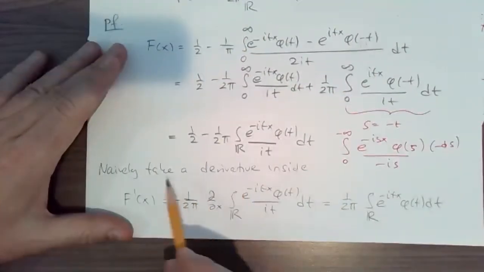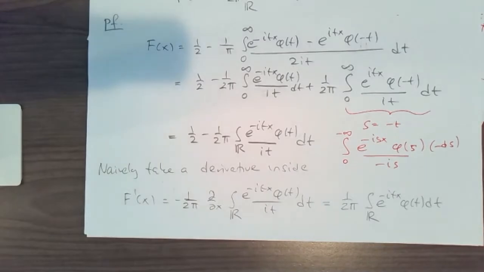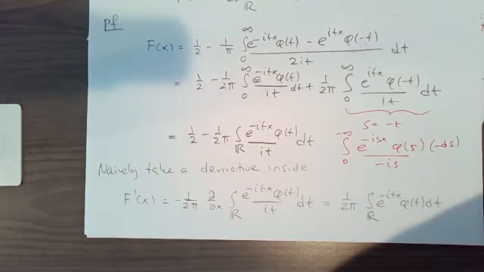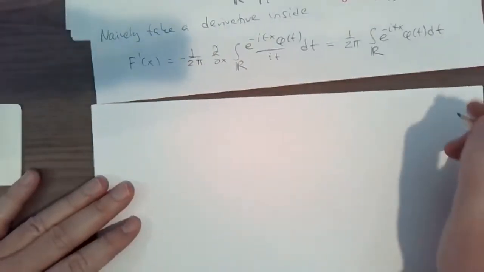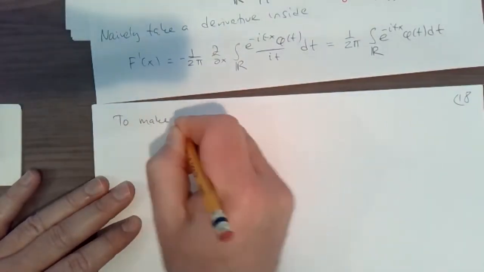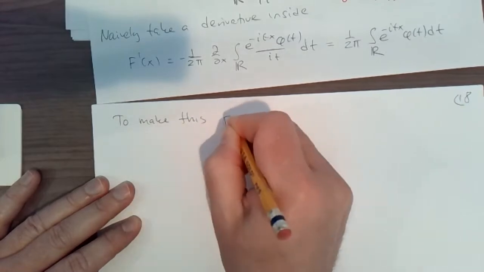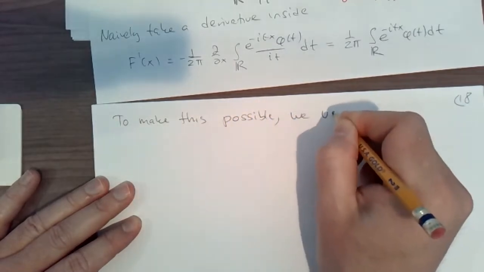The problem is that you have this derivative that you have put inside without justifying it. So again, it goes through dominated convergence to make this rigorous, to make this possible. We use dominated convergence.